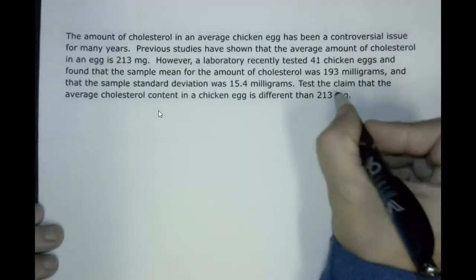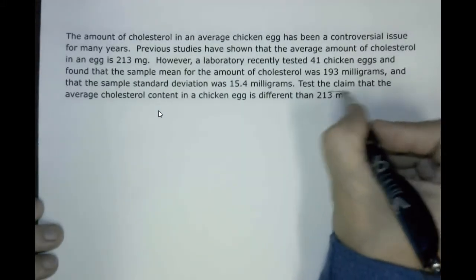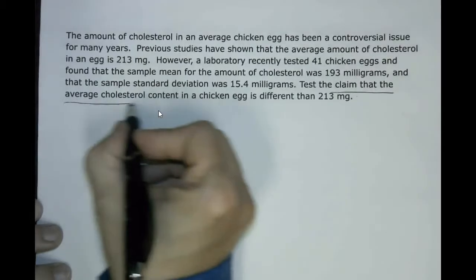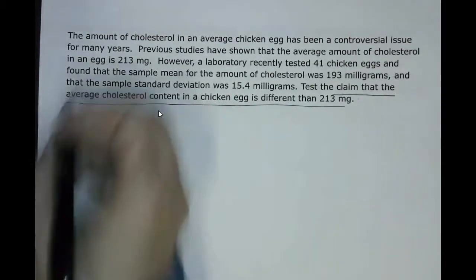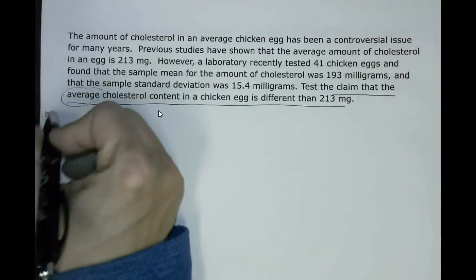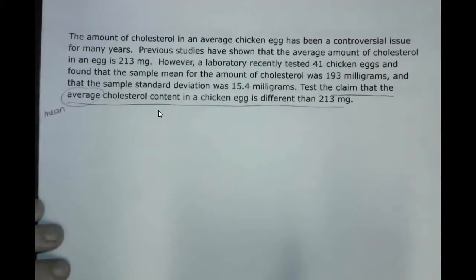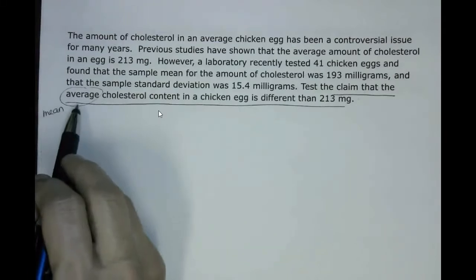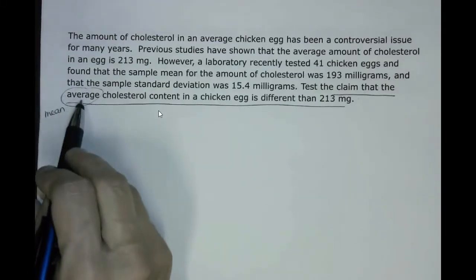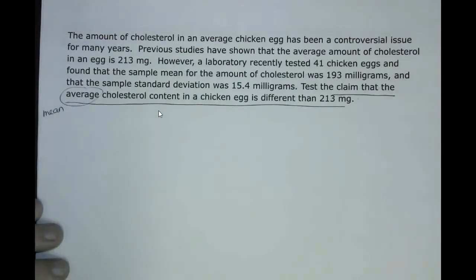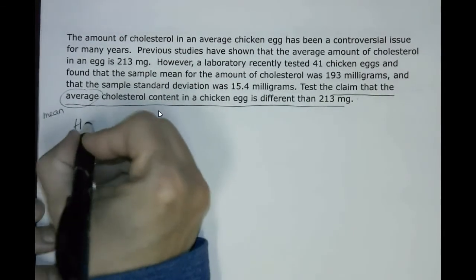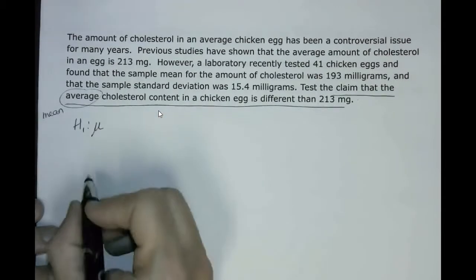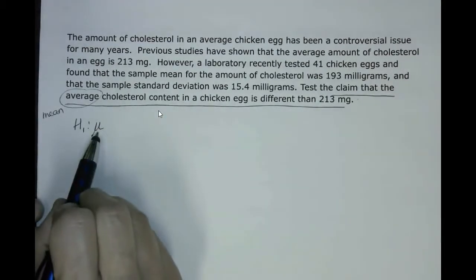So if you just look at the claim part, our claim is that the average cholesterol content is different than 213 milligrams. Average is another word for mean. So if you were just trying to do this problem from scratch, as soon as you see the word average, that means that it has something to do with means. Okay, so that means our parameter that we're using is mu.